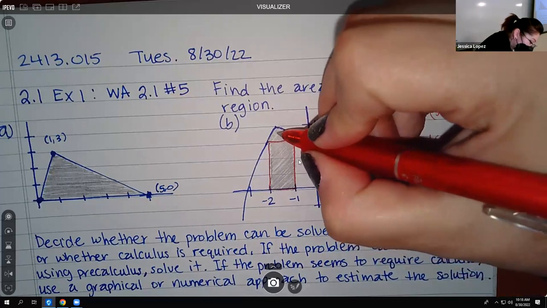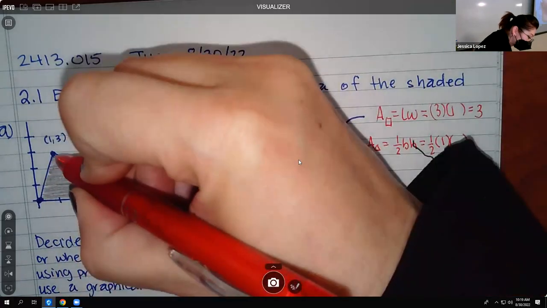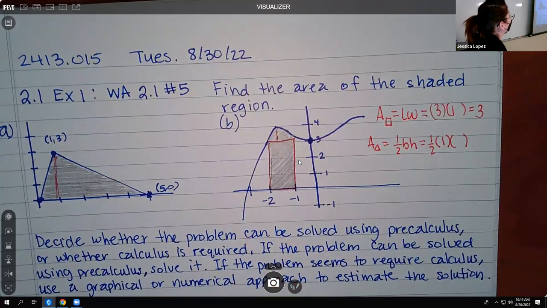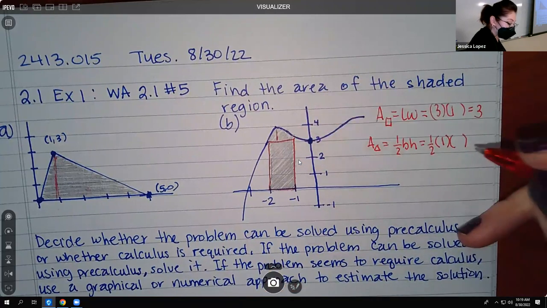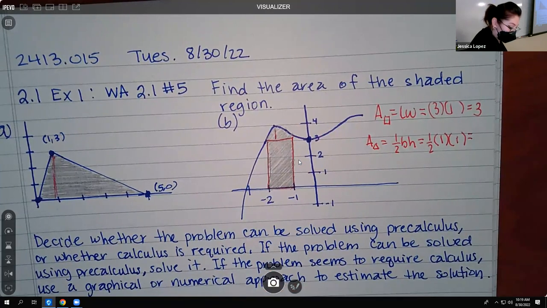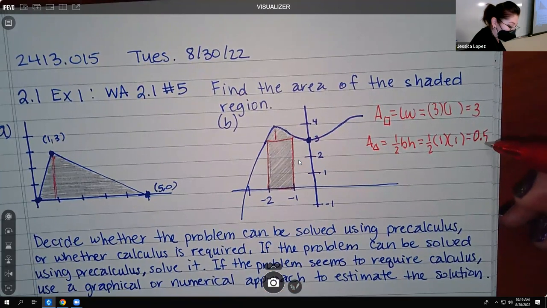It is. What you would do is you would take that peak and drag it all the way down, just like we did with this one, and we figured out that measurement to get the height. We're going to do the same thing. But to go from 3 to 4, that's just 1 unit, isn't it? So 1/2 times 1 times 1 is, I'm going to put it in decimal form and say 0.5.